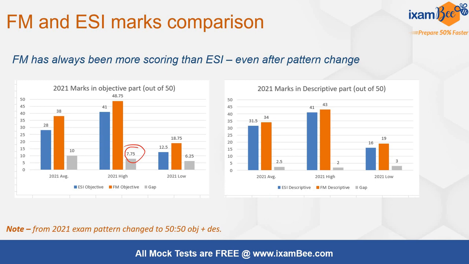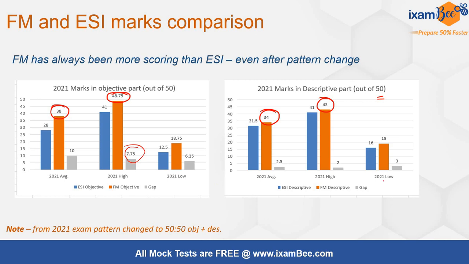If I now look at the objective and the descriptive paper, for FM alone, the average marks for the objective was 38, while that for descriptive was 34. So it's not a very huge difference between the objective and the descriptive marks when it comes to the pattern change. In objective in FM, the highest was almost 49 marks out of 50. So you can see almost full marks people have got in the objective part of finance last year, and in comparison the descriptive part was also substantially high at 43 marks out of 50.